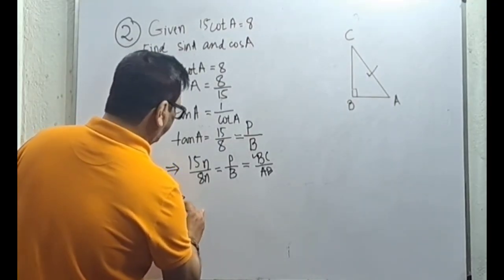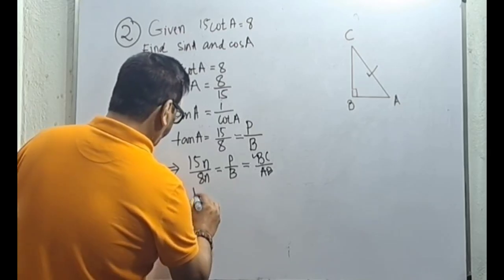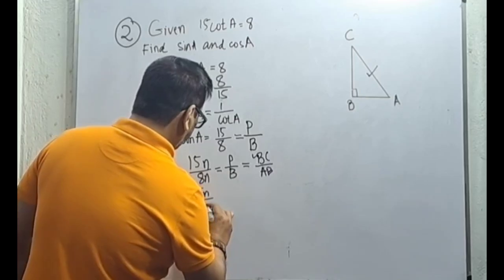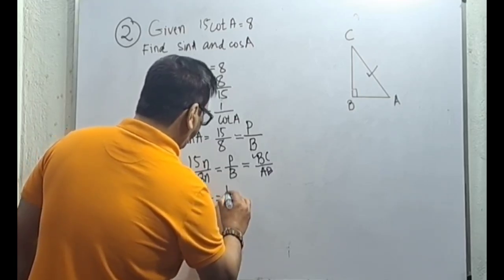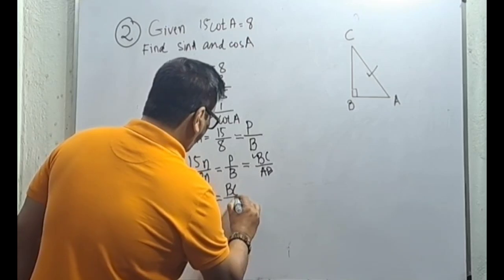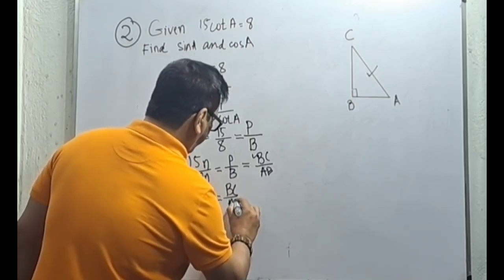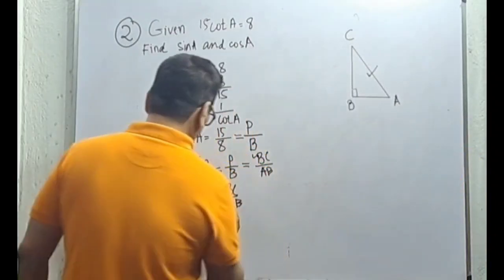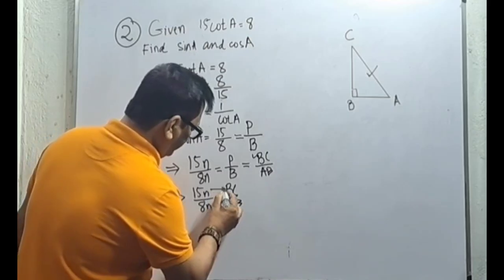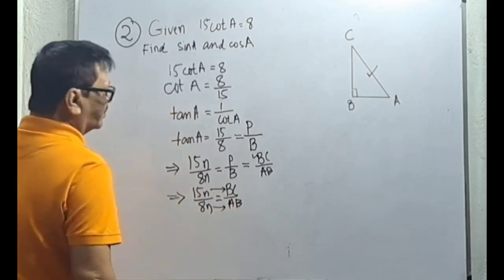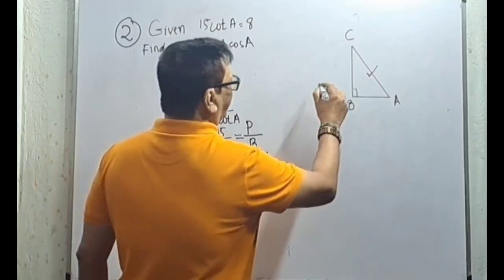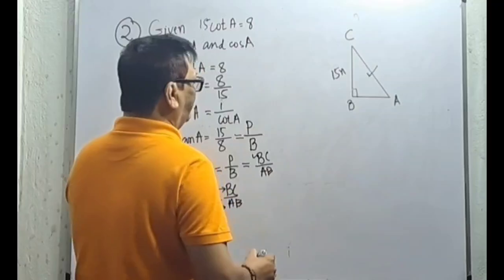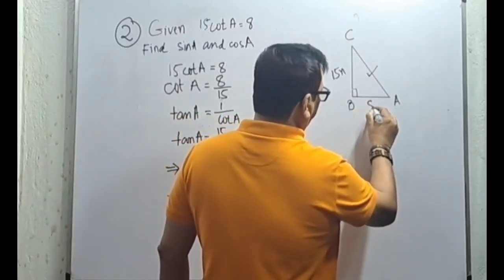it implies that 15n by 8n is equal to BC by AB, right? Understood? Now see, we can now relate, right? So we can write BC is equal to 15n and AB is equal to 8n.